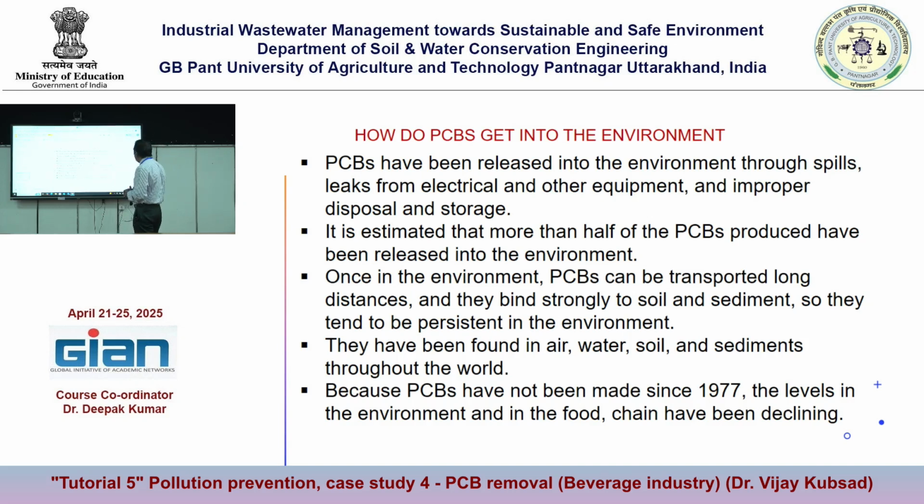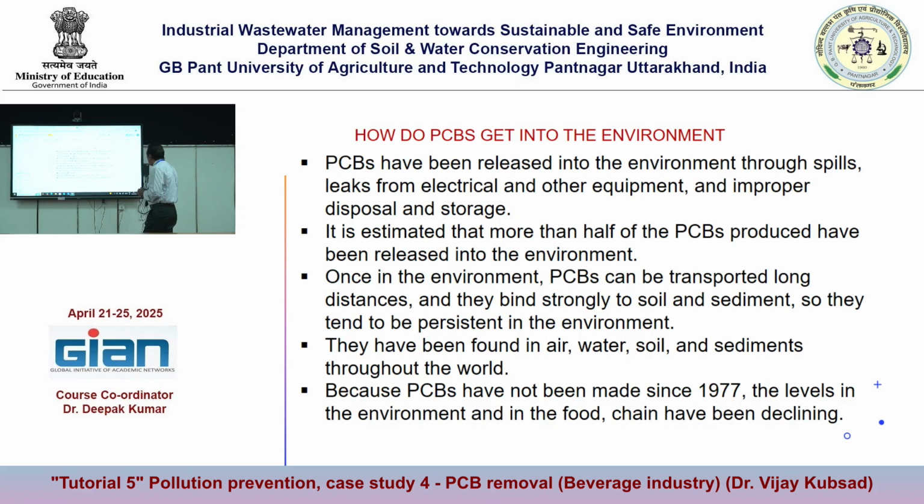PCB has been released to the environment through spills, leaks from electrical and other equipment, improper disposal and storage. How does PCB get into the environment? It is estimated that more than half of the PCB produced has been released into the environment. Once it is used, the rest is just discharged, just like fertilizers. About 50% is the crop intake, and the rest enters the groundwater or river. Similar, but fertilizers are not that harmful. These are different.